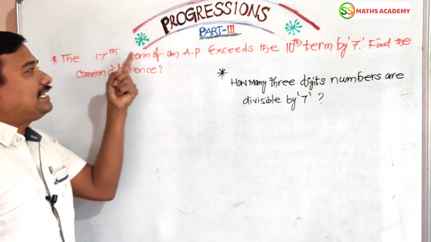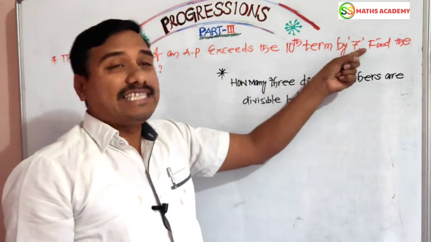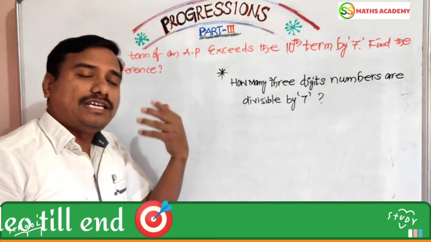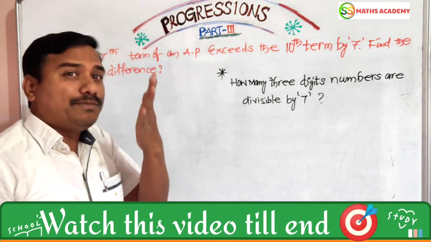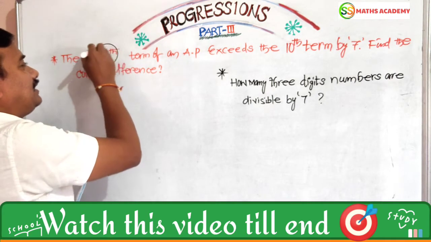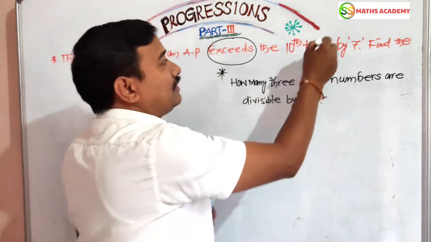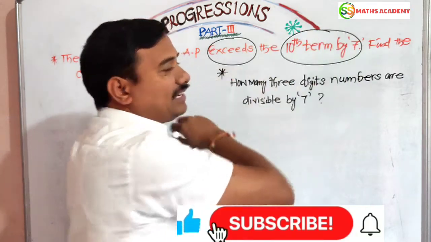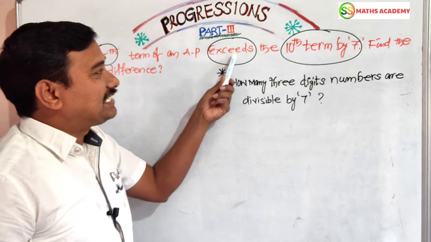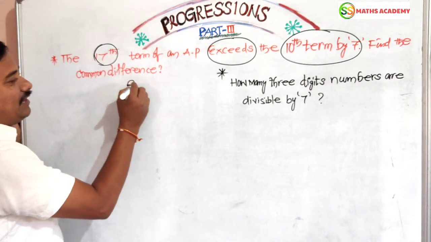The 17th term of an AP exceeds the 10th term by 7. Find the common difference or first term of the AP, whatever it is asking. The main important clue, the keyword, is that the 17th term exceeds the 10th term by 7. Simple. What is given? Very easy.